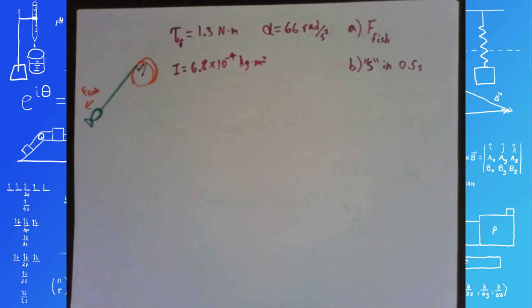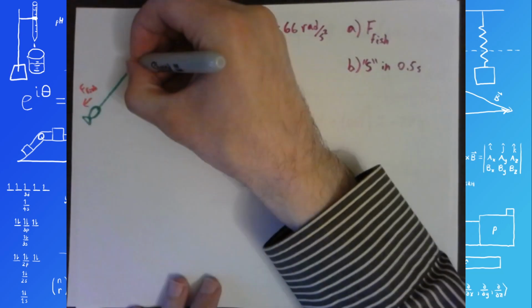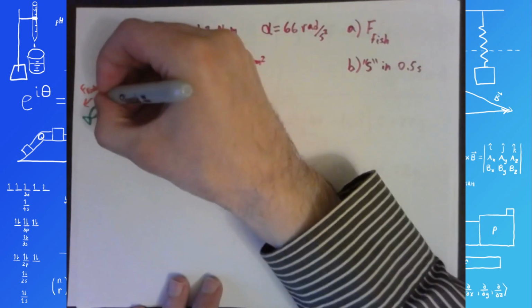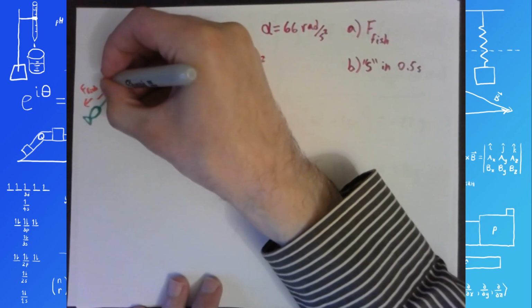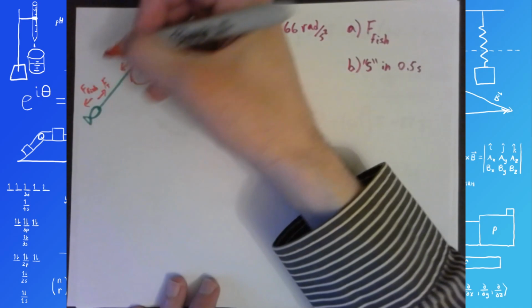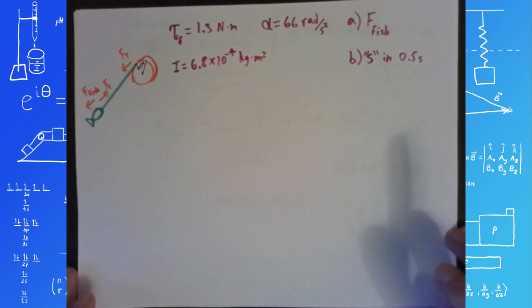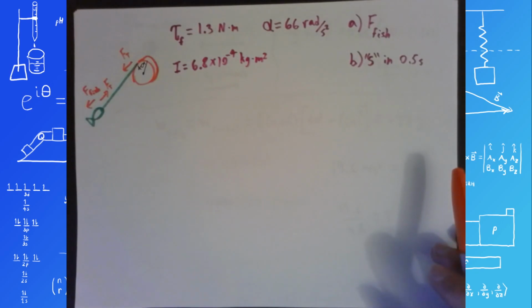And that is going to create some sort of tension in the fishing line. So that's going to create some sort of force of tension in the fishing line, and that same force of tension acts on the fish as well. And there's also going to be some sort of torque due to a, what do they call it, a friction clutch? Yeah, a friction clutch built into the fishing reel.